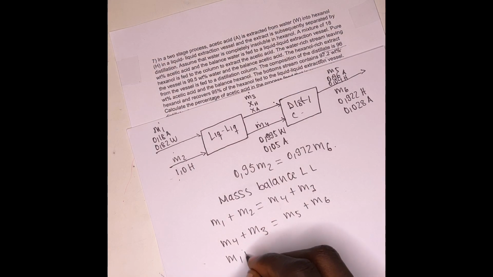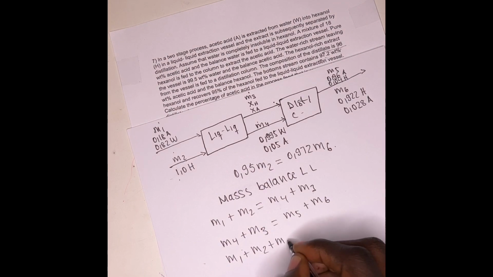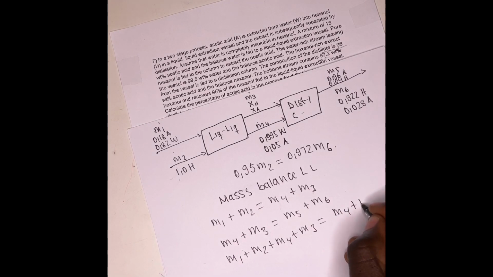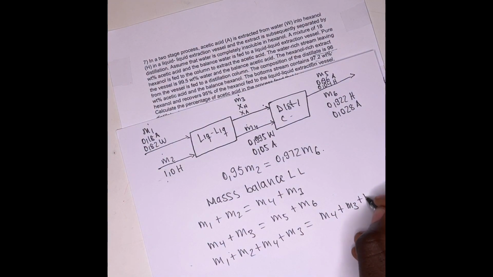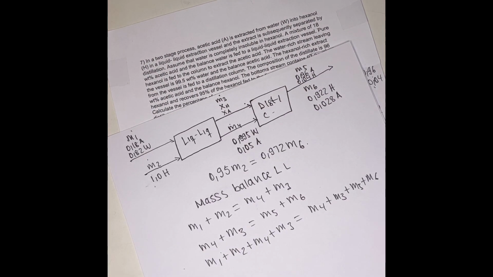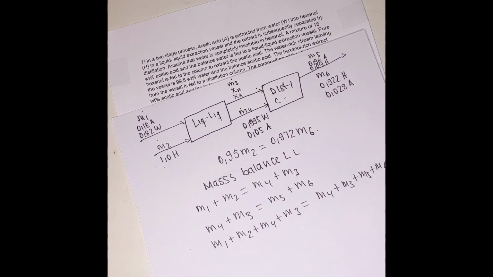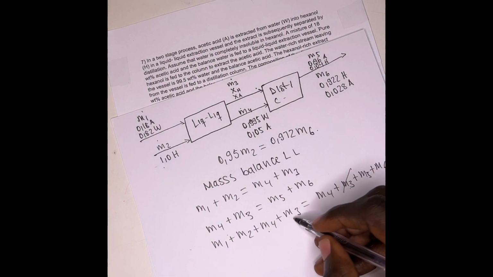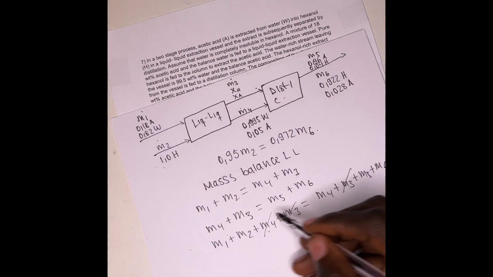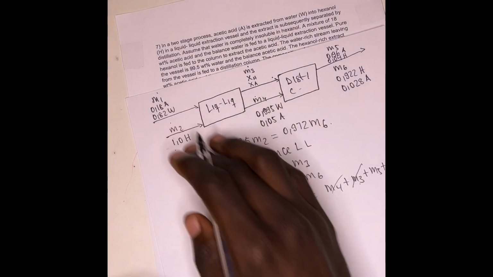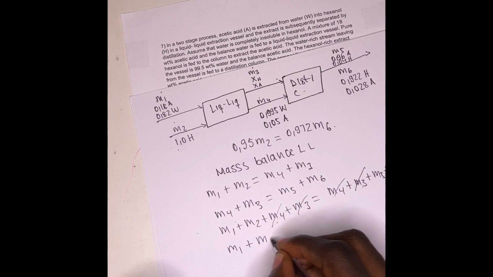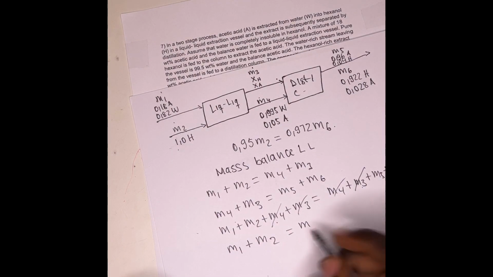We're going to have M1 plus M2 plus M4 plus M3, and then M4 plus M3 plus M5 plus M6. We just add. Now, can we see by adding this, guys, that M3 is also repeating here, so we're going to cancel, because if it's on the other side it's going to be negative. M4 as well is cancelled. So the overall material balance of liquid and distillation, we're just going to have M1 plus M2 equal to M5 plus M6.